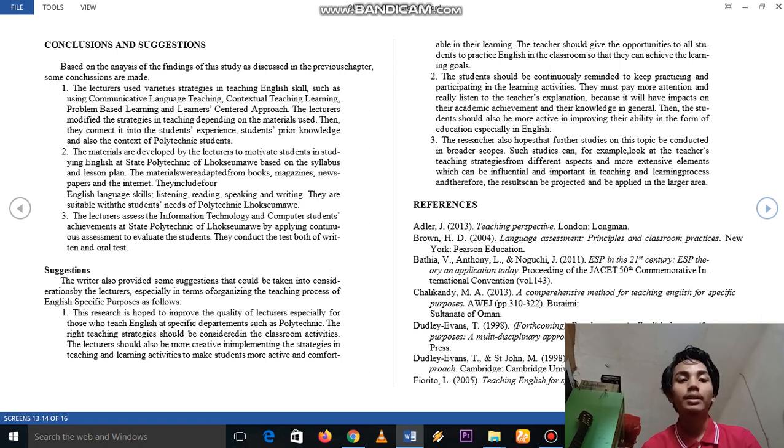The authors themselves want the research to continue into a wider scope of area, and do not forget students must always be reminded to continue to practice and participate in learning activities.